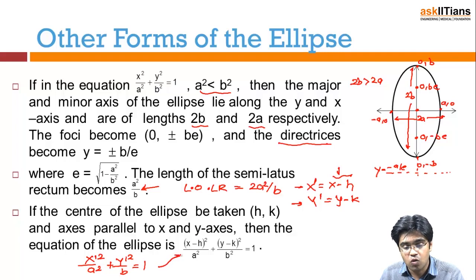If you take it to the old coordinate axes, you have to replace x dash and y dash. So x dash will become x minus h, y dash will become y minus k. So as I have told you previously, you can change the center according to your will. So this is the equation of the ellipse when its center has been changed, when its center is not the origin, but some h comma k.